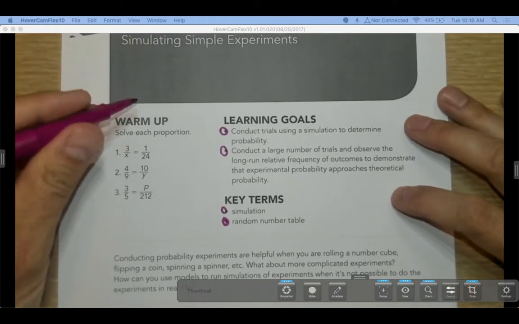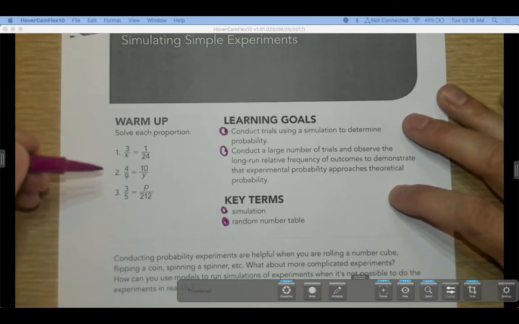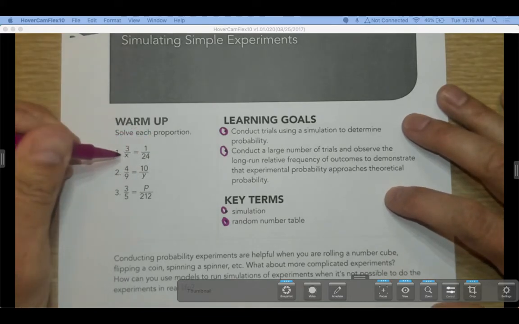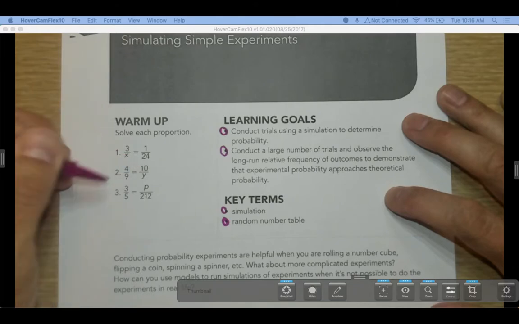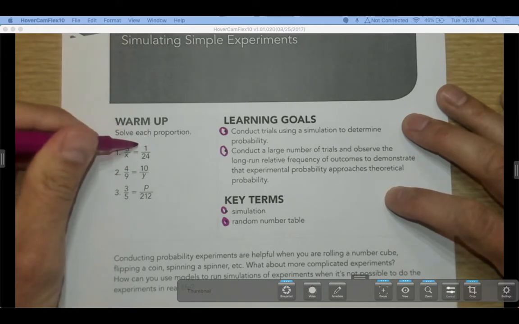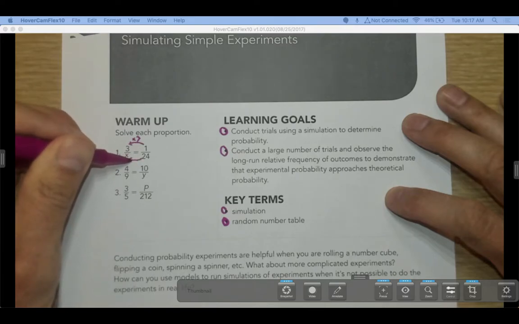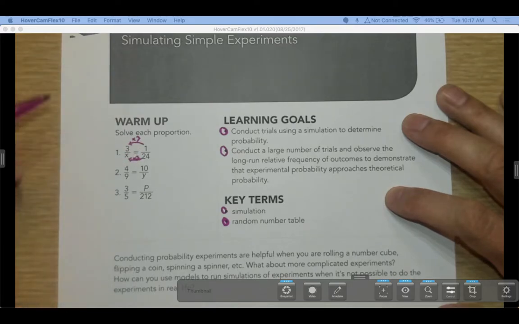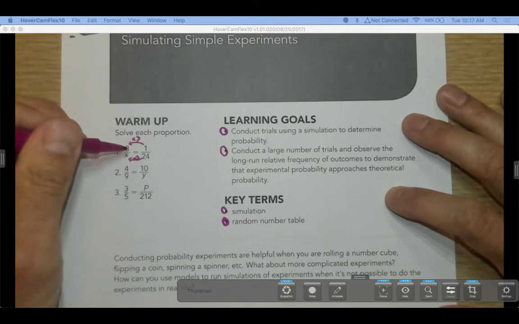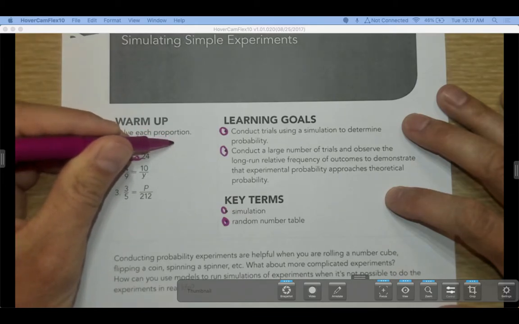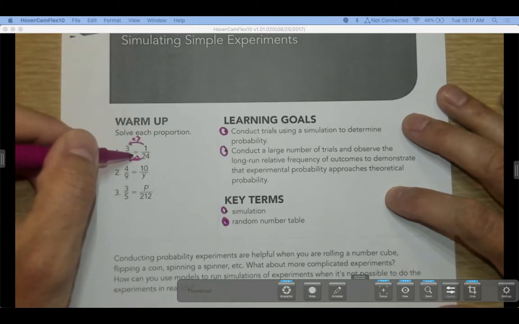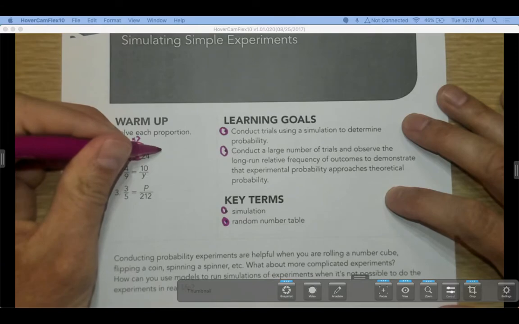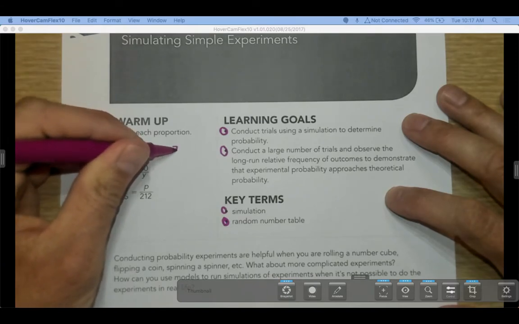Our warm-up for today: solve each proportion. Well, I know when I have a proportion, I can scale up or scale down. So if I look here, 1 to 3 is times 3. 24 times 3 would give me my answer of 72. I could take 3 times 24, which is going to be 72, divided by 1, and it's going to be 72. So x equals 72.